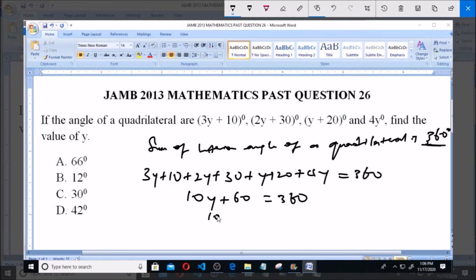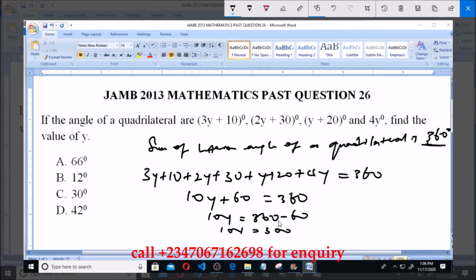So 10y is equal to 360 minus 60. 10y is equal to 300. Now from this we can say y is equal to 300 all over 10, which is equal to 30 degrees. So the value of y is 30 degrees, and that is option C.